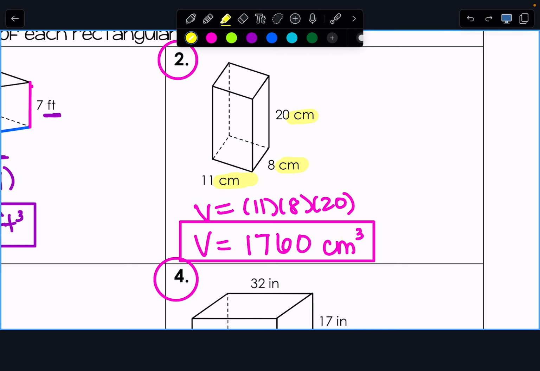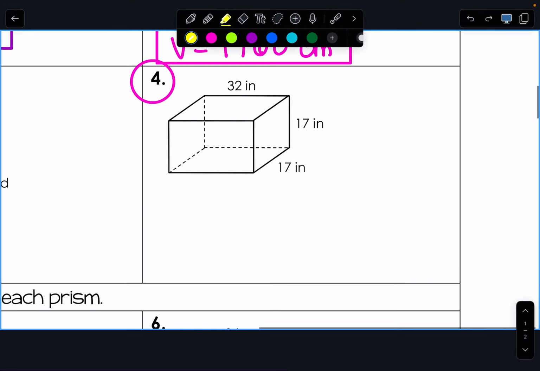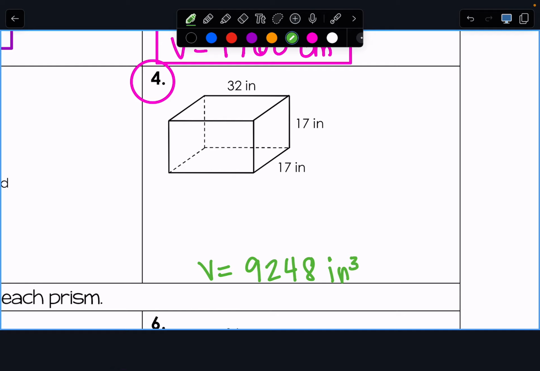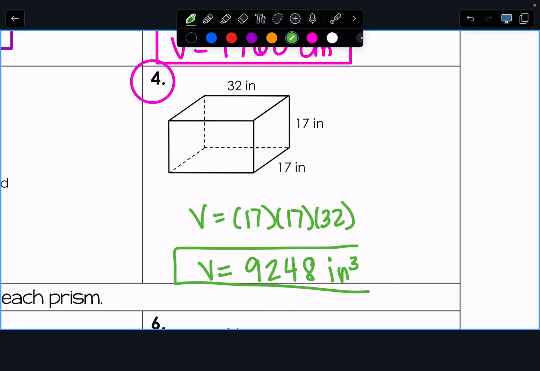Okay. All right. And then number 4. Landon, what'd you get for your answer? So when we take 17 times 17 times 32, we get 9,248. It needs to be inches cubed, not squared, inches cubed. All right, we fixed that.